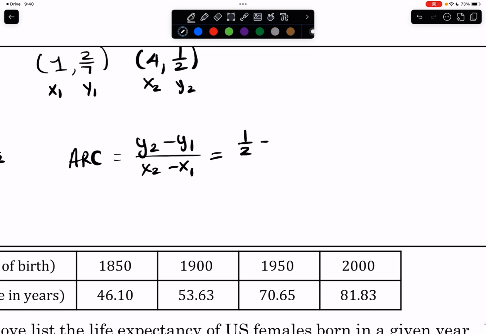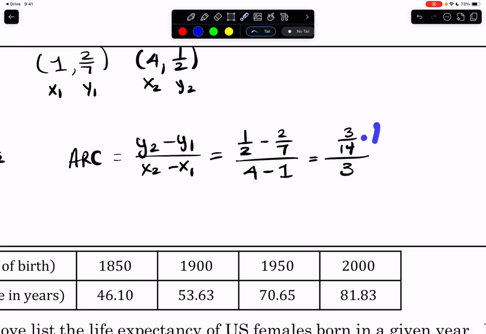So 1/2 minus 2 over 7 over 4 minus 1. I know the denominator is going to be 3. And 1/2 minus 2/7, that's equal to a total of 3 over 14. And when I divide 3 over 14, this fraction 3 over 14 is being divided by 3. That's going to end up equaling 1 over 14.